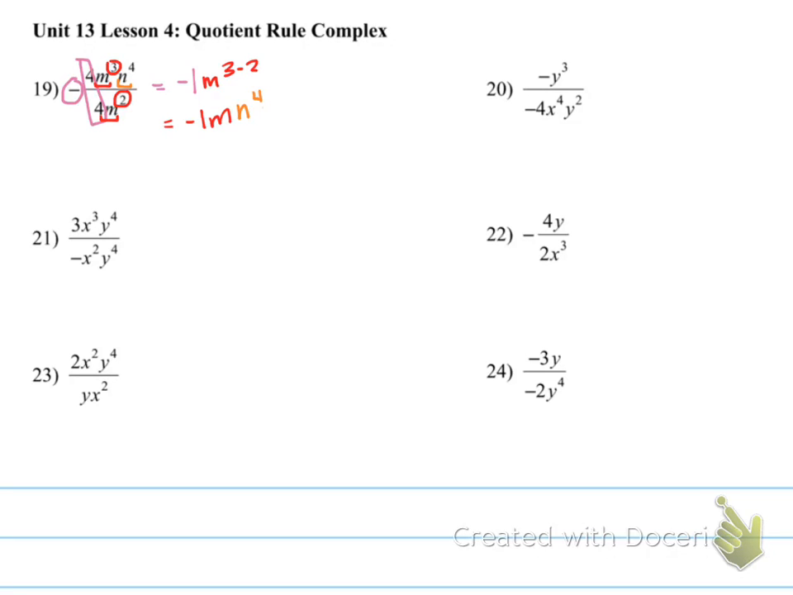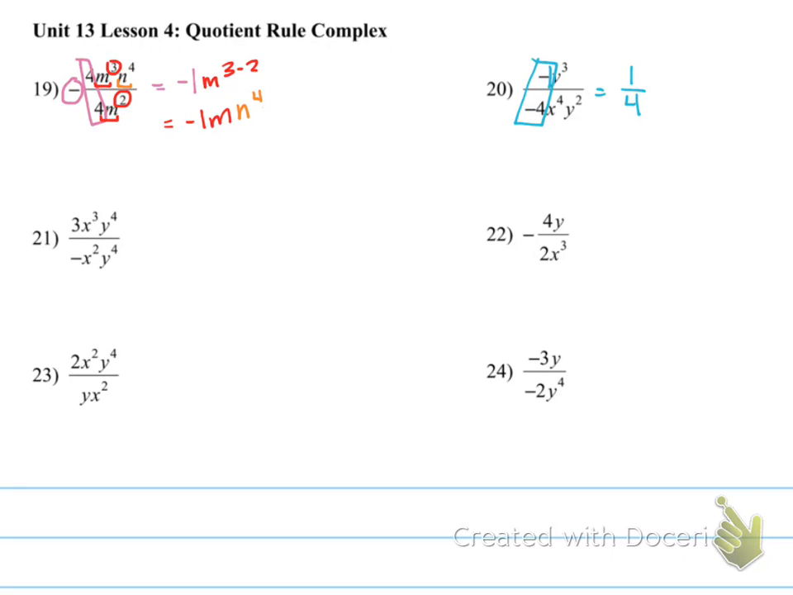Number 20, so the first thing I want us to focus on is these negatives. Notice there's a negative on top. That's like a -1. So what we're going to do is divide those numbers. -1 divided by -4 just gives us a positive 1/4. Again, you could use your calculator for that. You could use Desmos, pretty much whatever works. So we get a 1/4 first.